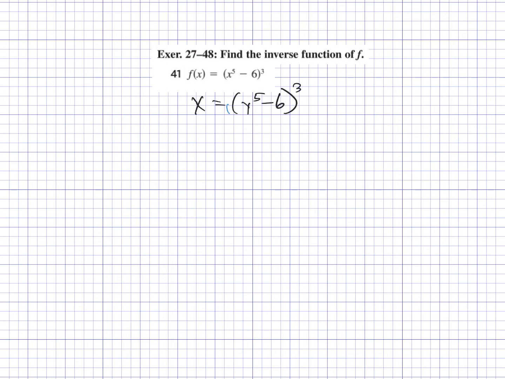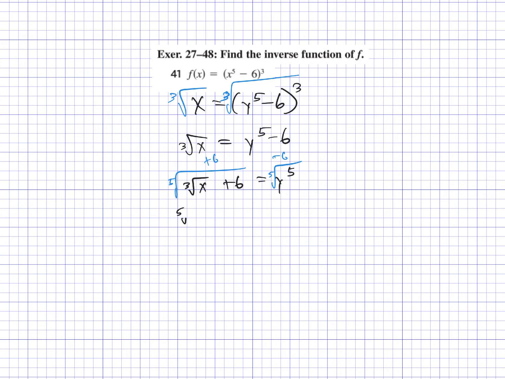So now we've got to take the cube root of both sides, and we get the cube root of x equals y to the 5th minus 6. So we're going to add 6 to both sides, and we get the cube root of x plus 6 equals y to the 5th. And now we're going to take the 5th root of both sides. All right, there's no way the book's going to leave it like this. We'll go ahead and check and then come back and show you what they did to change it, okay?